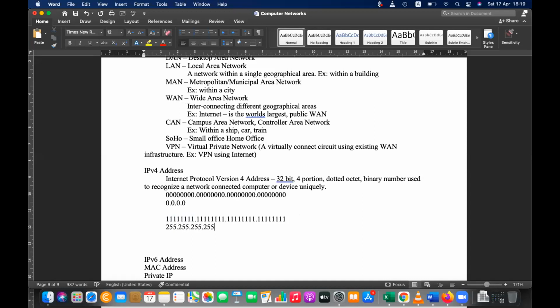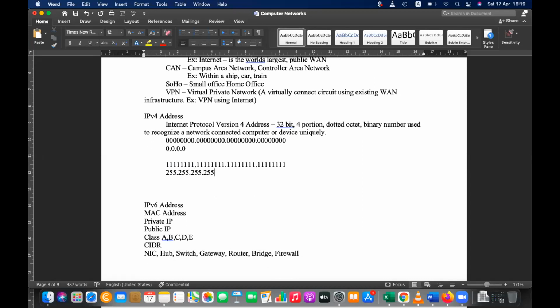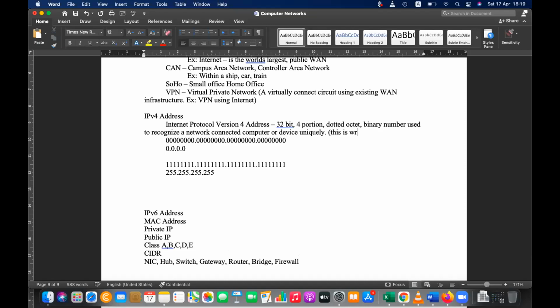That is the highest value which can be taken by an IP address. In between 0 and 255, you can have any decimal value. So basically, this is written and shown in decimal.